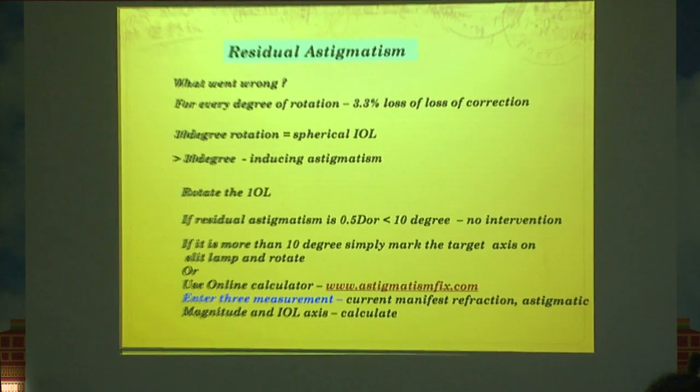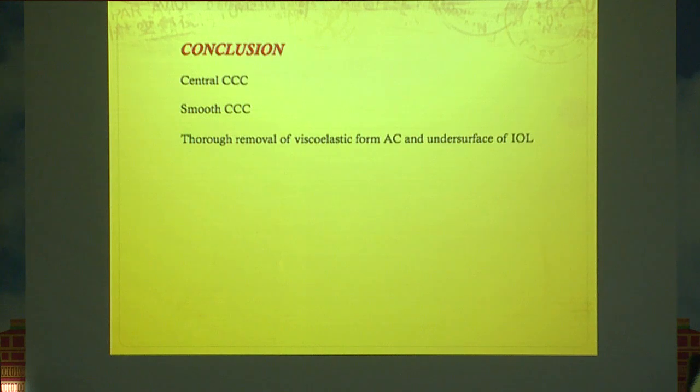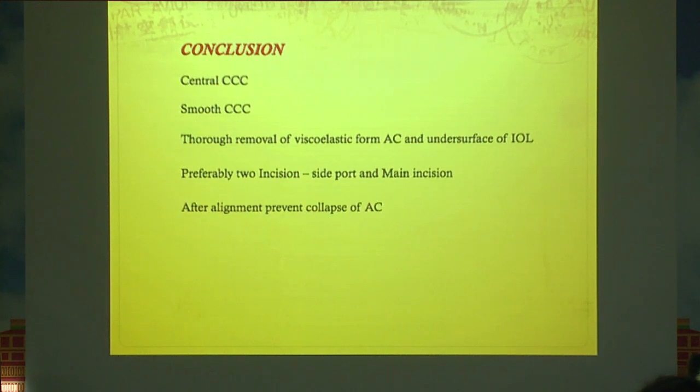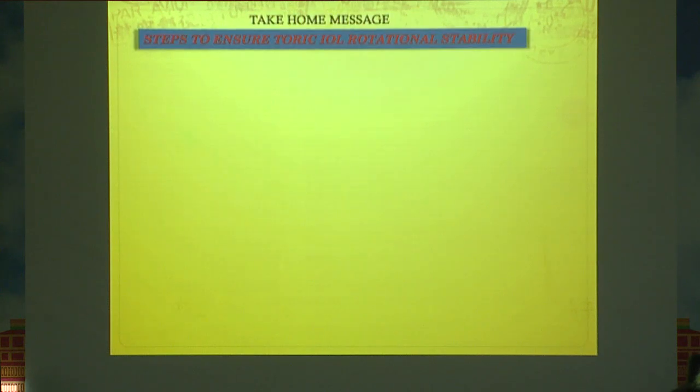So, in conclusion: center the axis, a smooth axis, and thorough removal of viscoelastic from the anterior capsule and the surface of the IOL. Preferably make 2 incisions, a side port and the main incision, to prevent collapse. After alignment, prevent collapse of the anterior chamber. Always stay 2-3 degrees short of the desired axis, so you can rotate later on.